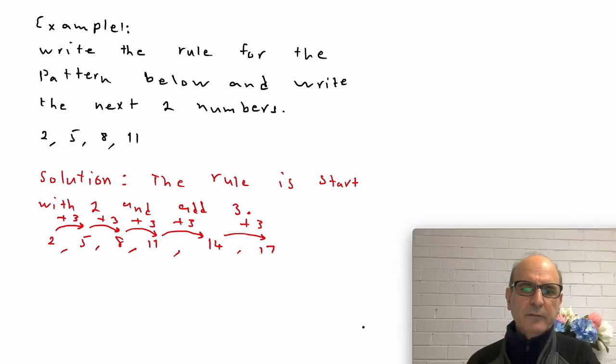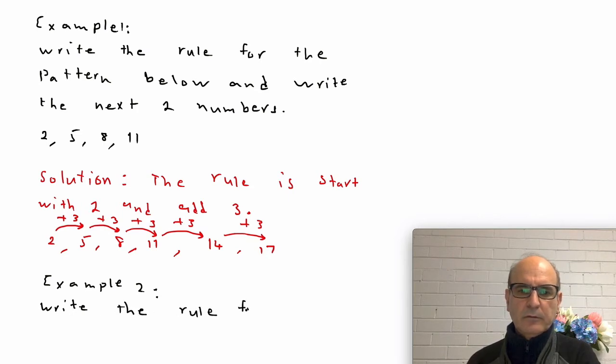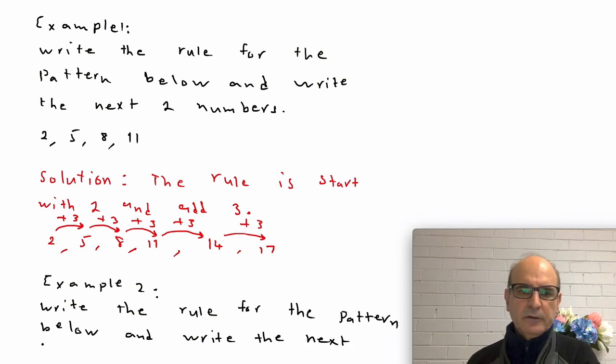Example 2. Sometimes here we added a certain value. Sometimes you might have to subtract a certain value. Example 2. Write the rule for the pattern below and write the next 3 terms.